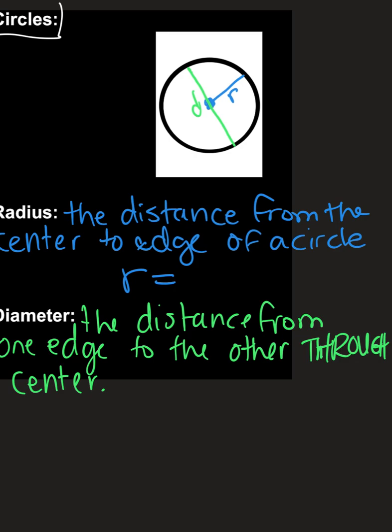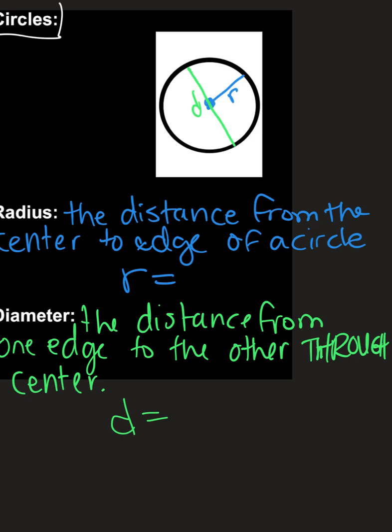If it doesn't go through the center, it's something called a chord, and while that is important to know, it is not relevant this school year, so we'll hold off on that thought. Okay, and I'm going to use lowercase d for diameter. Capital D represents distance and other things later on in math, so we want to be specific about those types of information. And diameter, as you may notice, goes all the way through. Radius is only halfway through.